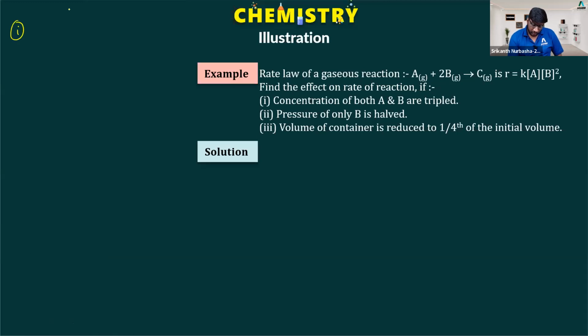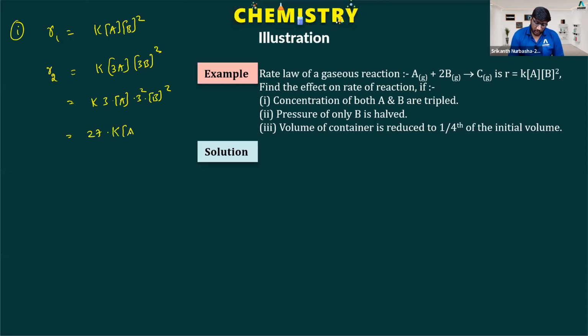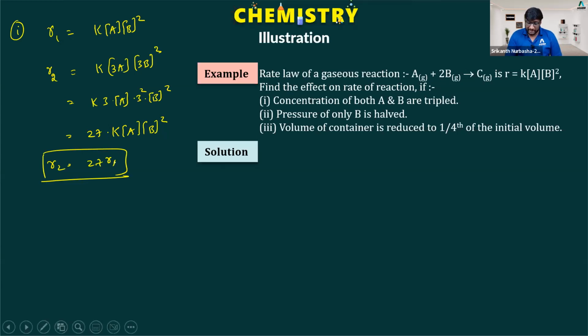So first question, how can we solve? R1 is equal to K into concentration of A into concentration of B whole power 2. R2 is equal to K into 3 concentration of A into 3 concentration of B whole power 2. That is K into 3 into concentration of A into 3 square into concentration of B whole power 2, which is 3 power 3, that is 27, into K into concentration of A into concentration of B whole square. That is 27 R1. So R2 equals 27 times, the rate has increased 27 times.